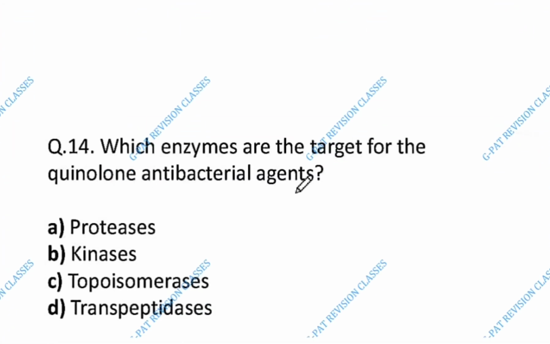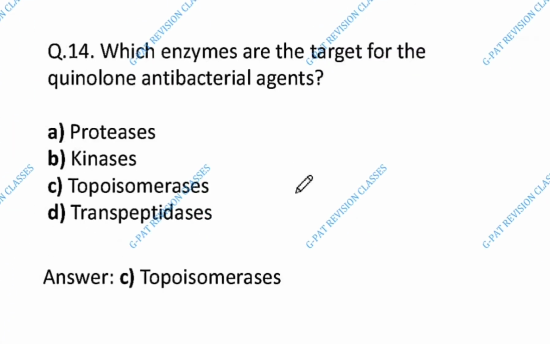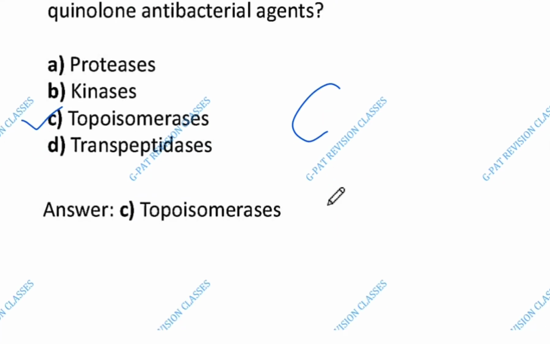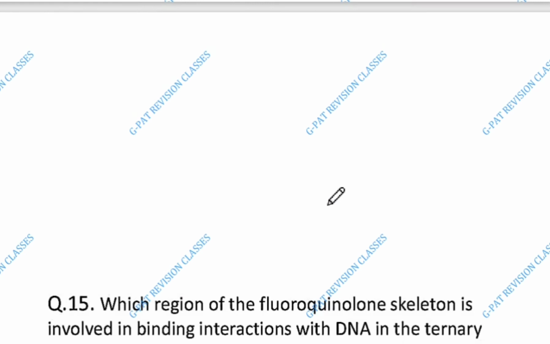Next is question number 14. Which enzyme is the target for the quinolone antibacterial agent? The answer is C, topoisomerase.